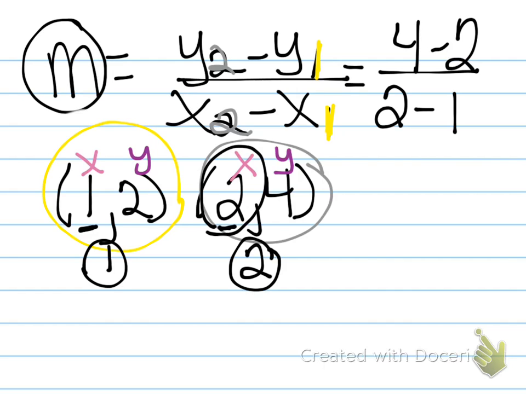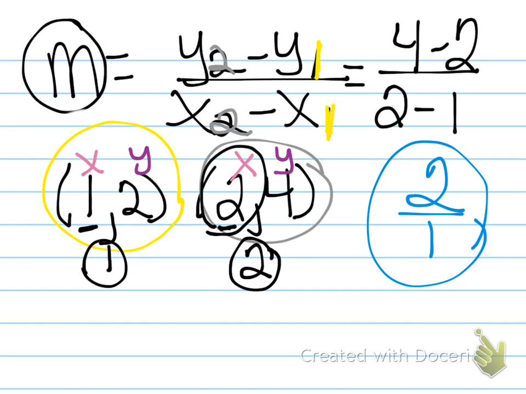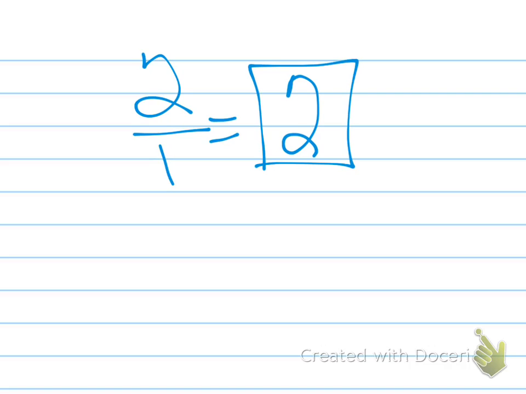Well, let's subtract and find out. So 4 minus 2 is 2, and 2 minus 1 is 1. Now I'm left with m equals 2 over 1. When I simplify that, what am I going to get? Just 2. 2 is my slope. But it also has the meaning of 2 over 1.